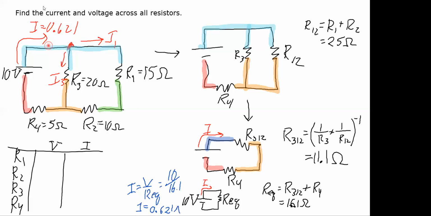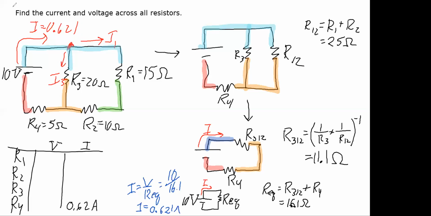So what's going to happen with my current here? My 0.621 comes here, gets split up. We don't know how it gets split up yet, but it gets split up, goes through these circuits, recombines down here at this junction, and then goes to R4. Well, when it recombines, we get that current that we had earlier back. The 0.621 goes to R4. So I know that my current for R4 is 0.62 amps.